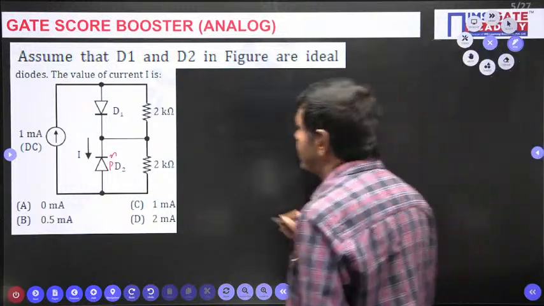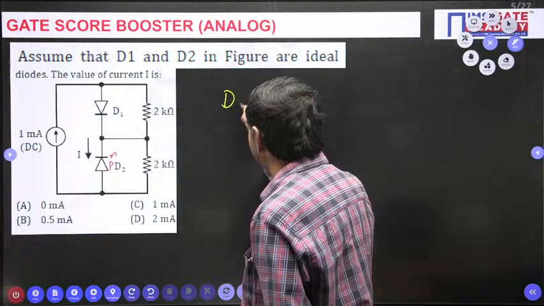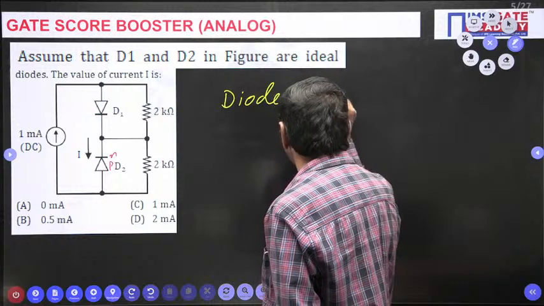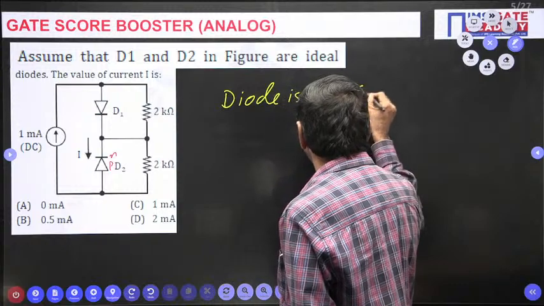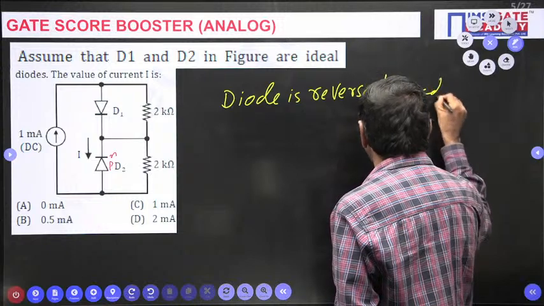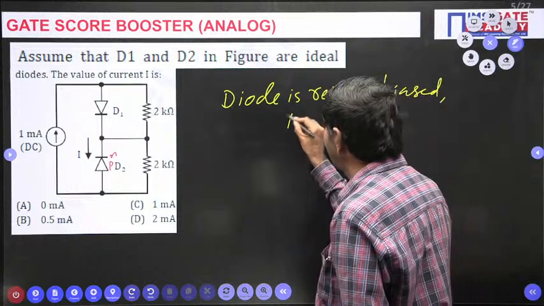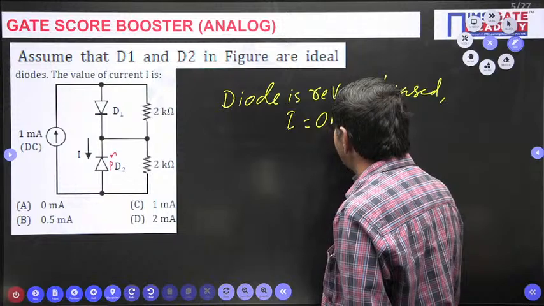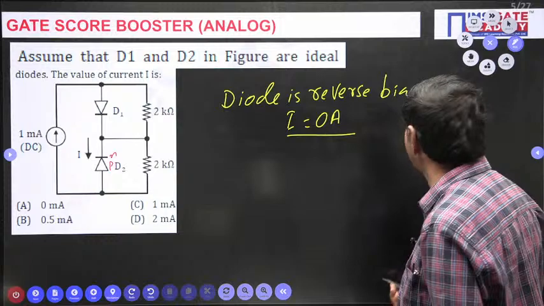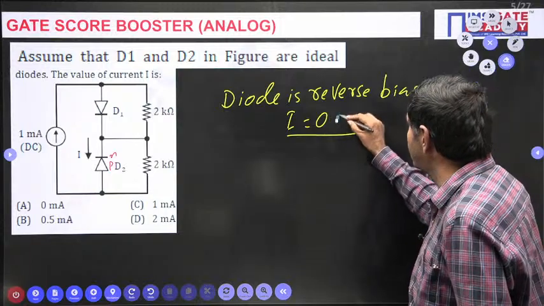You can put that the diode is reverse bias. If the diode is reverse bias, you know current I is nothing but 0 amperes. 0 milliamperes only. 0 amperes or 0 milliamperes, no problem. 0 milliamperes will flow.